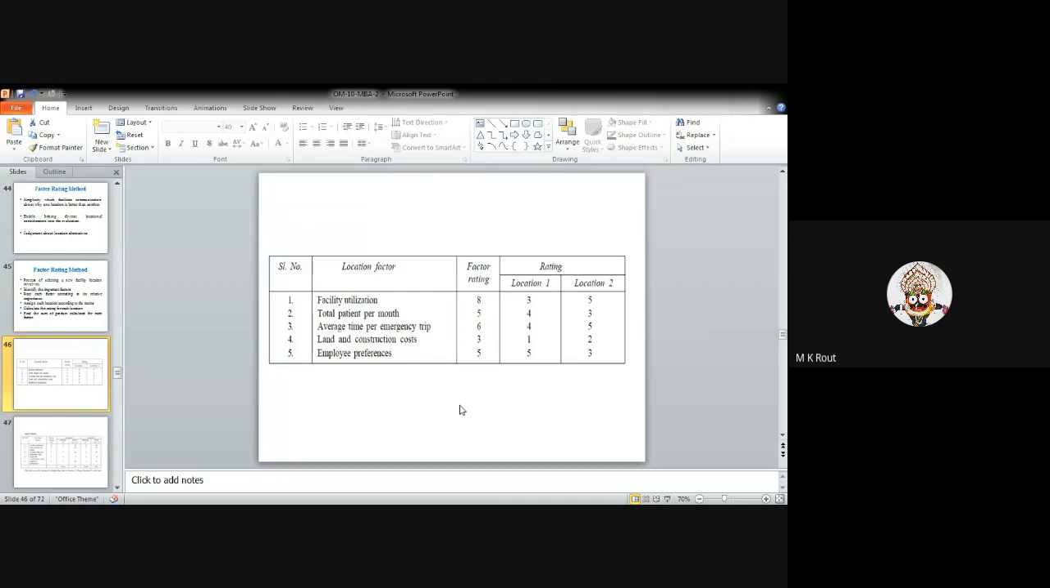Similarly, location 2 got 5 out of 5 for the first factor. For total patients per month, it got 3 out of 5. For average time per emergency trip, it got 5 out of 6. For land and construction cost, it got 2 out of 3. And finally, for employee preference, it got 3 out of 5. So this is the problem statement. Just note down. Take your time to note down.